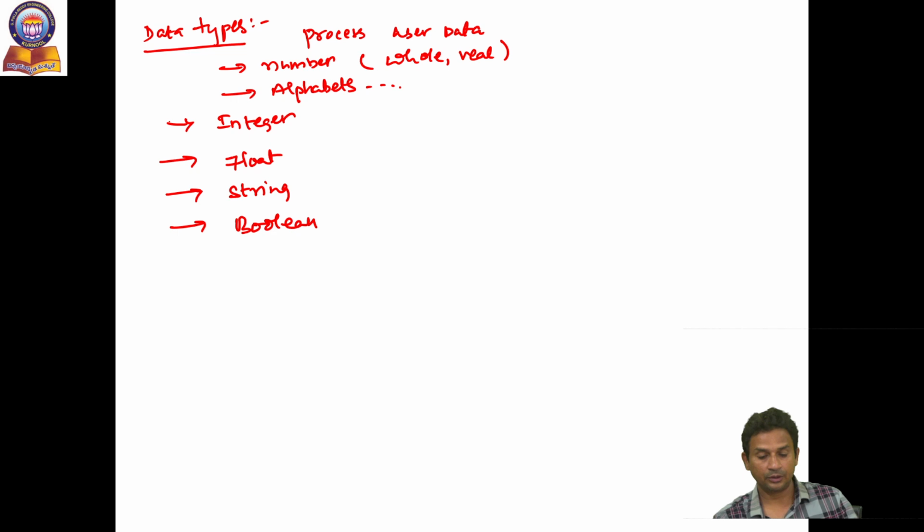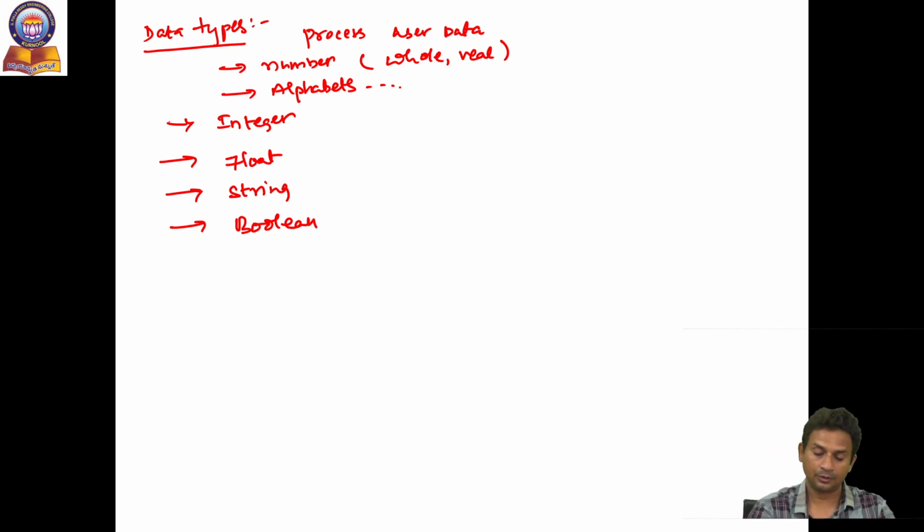We have some more data types that we'll discuss when I come to that point, which are basically advanced concepts of Python programming. At this instant, the fundamental data types supported by Python are integer, float, string, and Boolean. The integer data type supports whole numbers, the float data type supports real numbers, the string data type supports all alphabets and characters, and the Boolean data type supports two values, true and false. Let us begin with the integer data type.